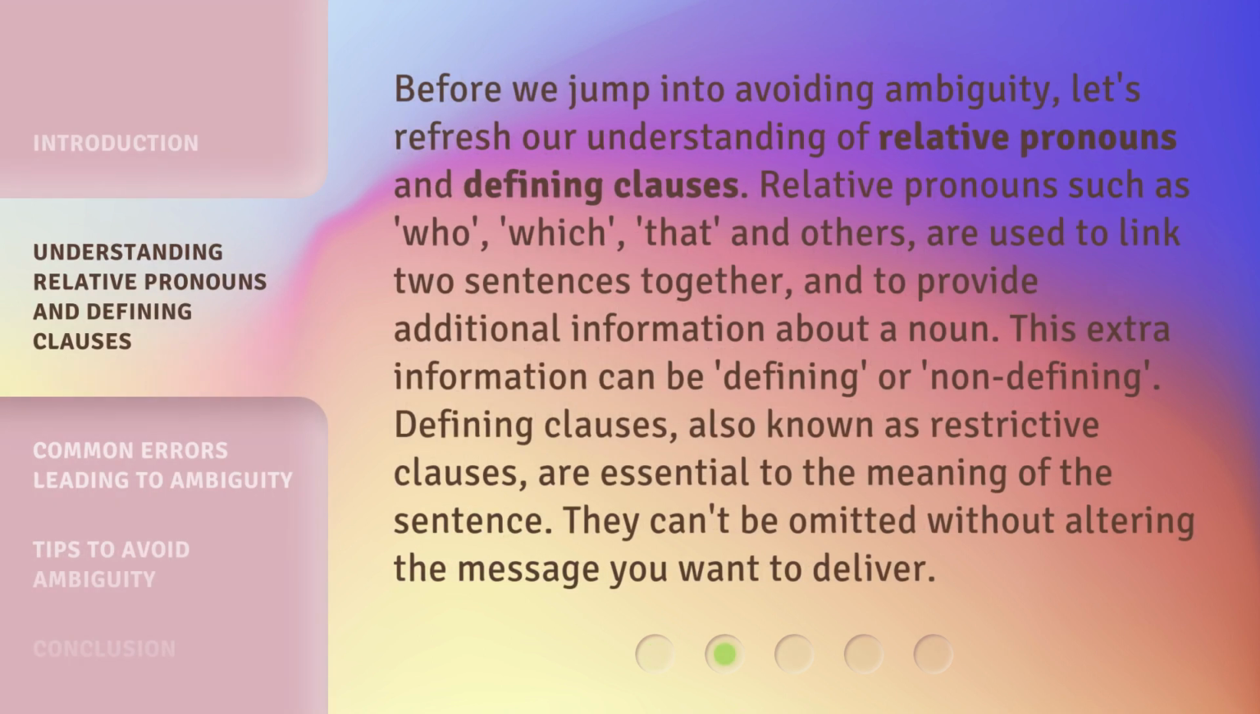Before we jump into avoiding ambiguity, let's refresh our understanding of relative pronouns and defining clauses. Relative pronouns such as who, which, that, and others are used to link two sentences together and to provide additional information about a noun. This extra information can be defining or non-defining. Defining clauses, also known as restrictive clauses, are essential to the meaning of the sentence. They can't be omitted without altering the message you want to deliver.